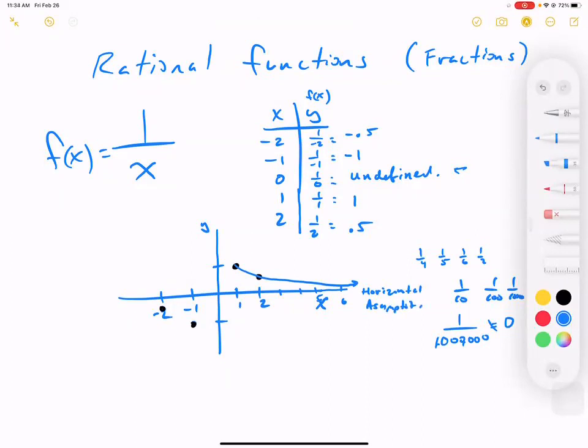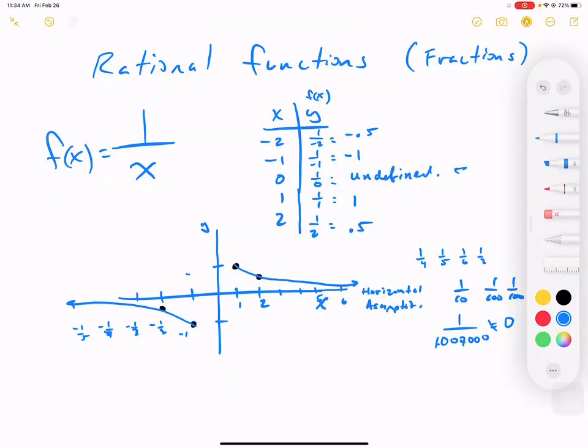Now, what happens on the left side if I put -3, -4, -5, -6? If I do that on the left side, we end up with the same pattern. The number gets smaller, but in a negative way. So we said this was -1, -1.5, -1/3, -1/4, -1/5. As you can see, these numbers are getting smaller, but they're on the negative side. Will this ever touch 0? Again, the answer is no. This will never touch 0.